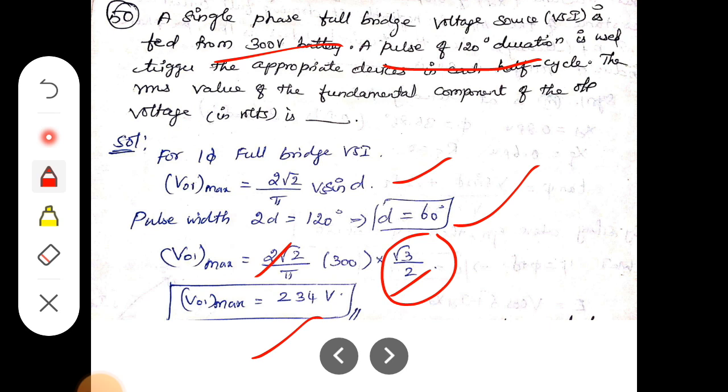So these are the problems asked in the GATE examination 2016 relevant to electronic circuits and power electronics.